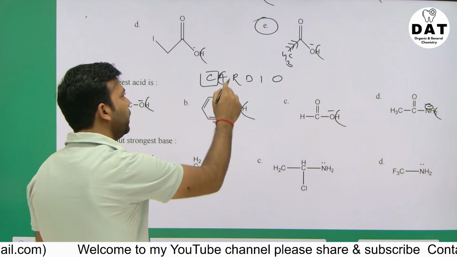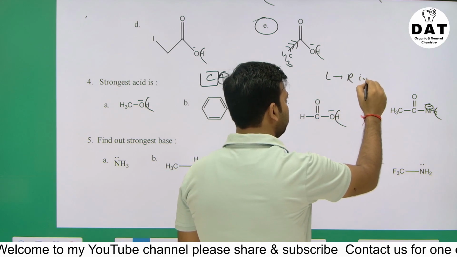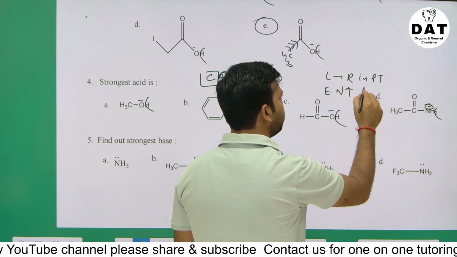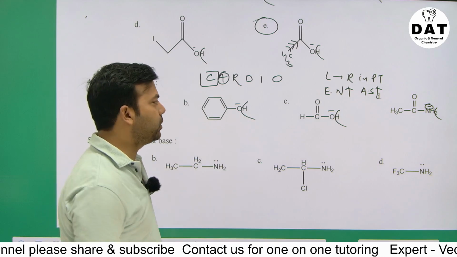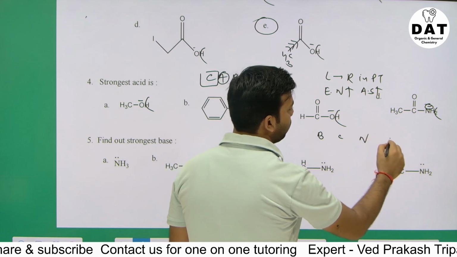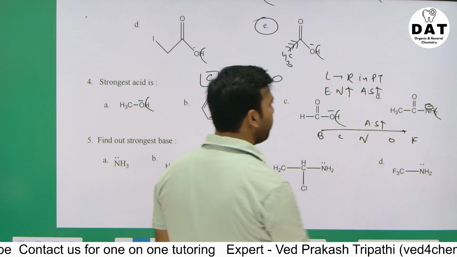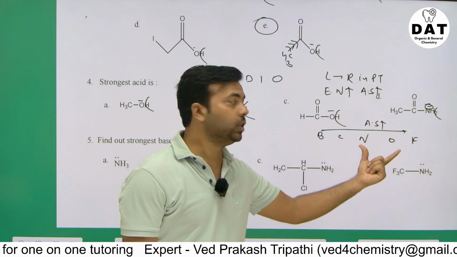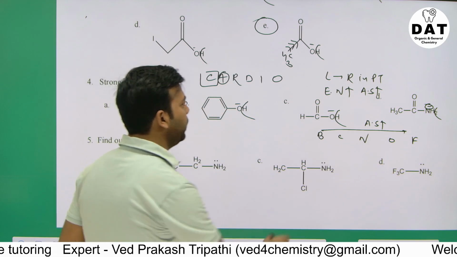Next is atom. Atom has 2 trends. If you are moving left to right in the periodic table, electronegativity increases and acidic strength also increases. If you look at the positioning, here boron, here carbon, here nitrogen, here oxygen, and here fluorine. If you move like this, acidic strength increases. So here we have nitrogen and oxygen. We all know oxygen has more electronegativity, so oxygen is more acidic than nitrogen. So we can eliminate the last option.